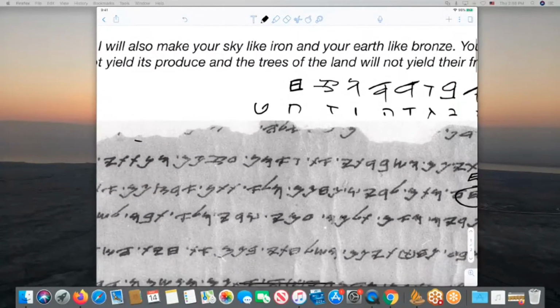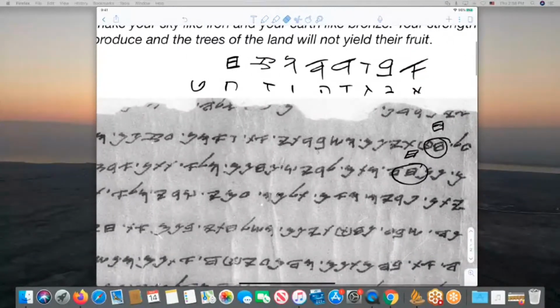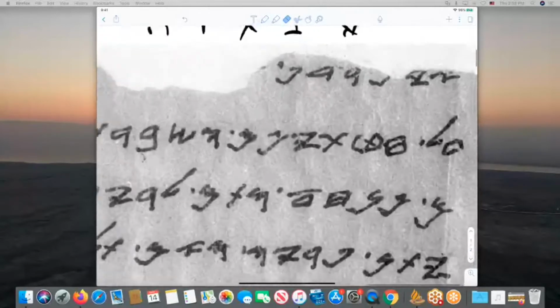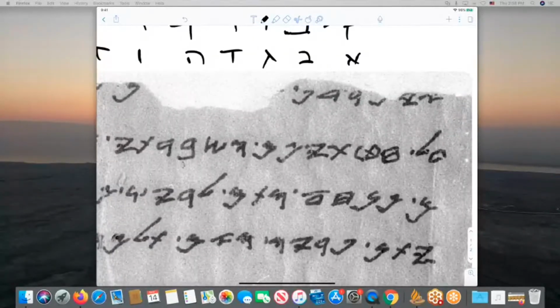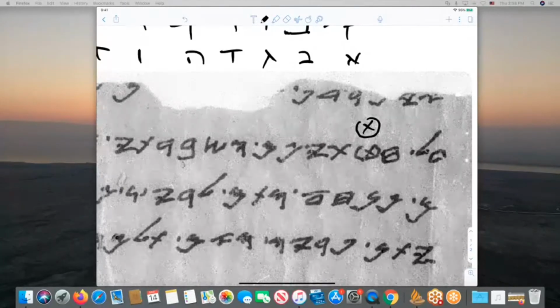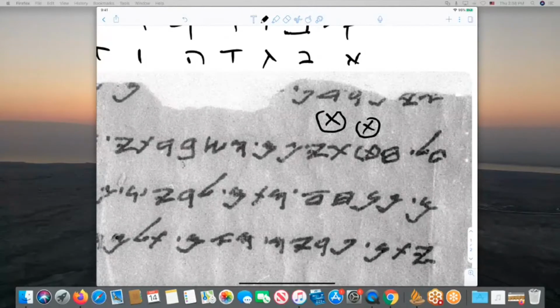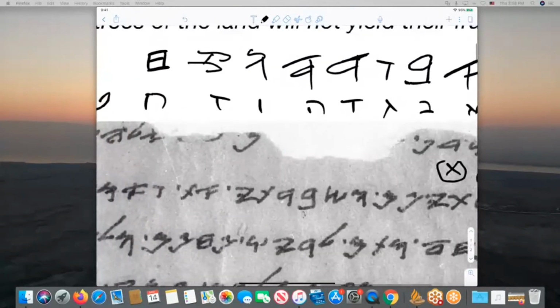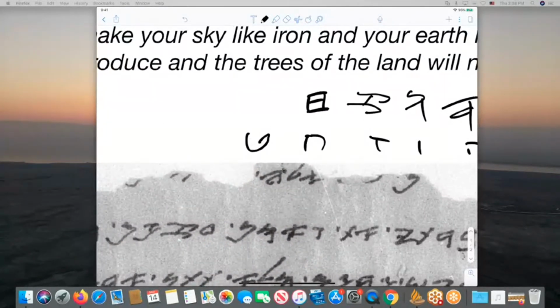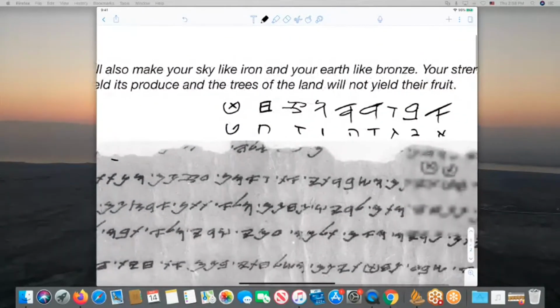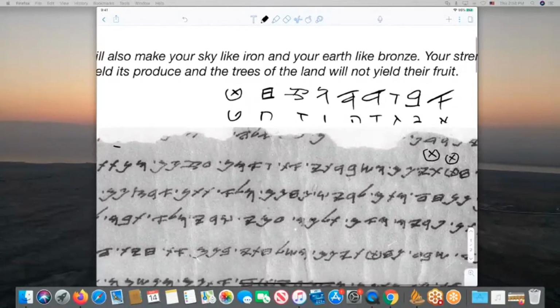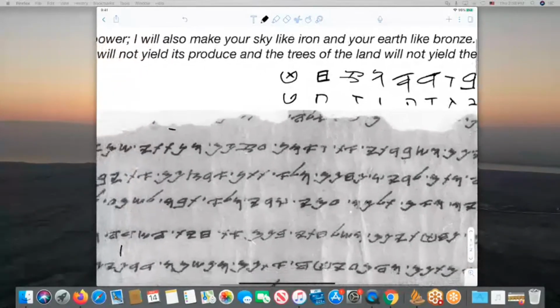Tet is a neat one. It is usually pretty easy to see, but it is rare, like the other rare letters. But here's a Tet right here. It's like an X with a partial circle around it, and sometimes it touches that one corner. So there's our Tet. Aleph, Bet, Gimmel, Dalet, Hey, Vav, Zayin, Chet, Tet, Yod.